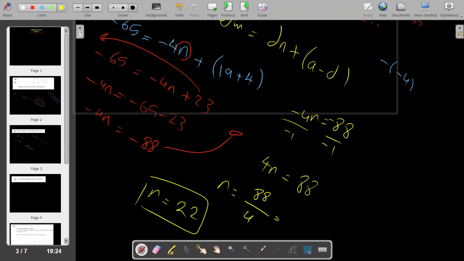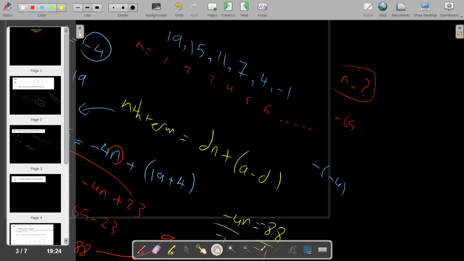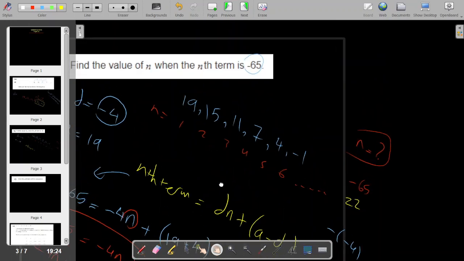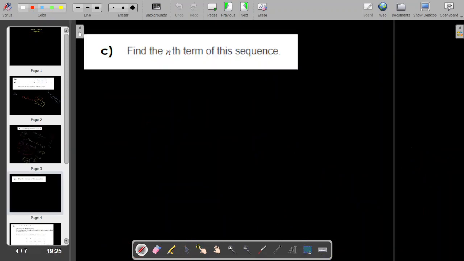It means that when you reach the 65, the n here is going to be equal to 22, and that's the solution for this problem. Okay, so n is going to be equal to 22.